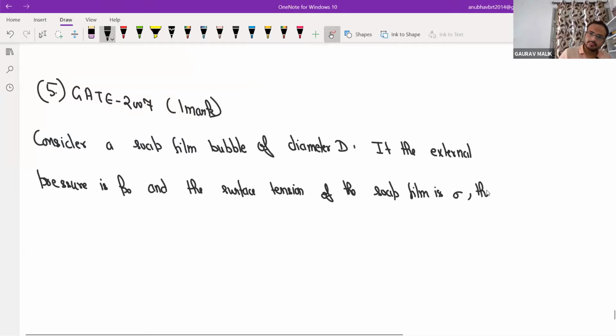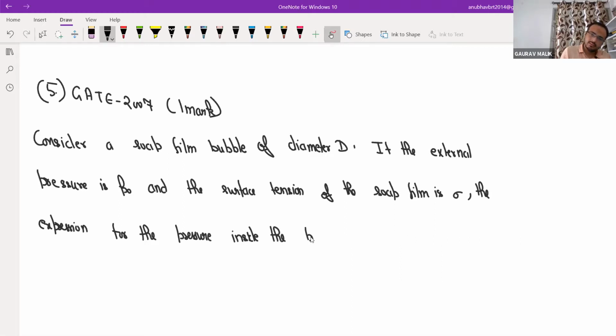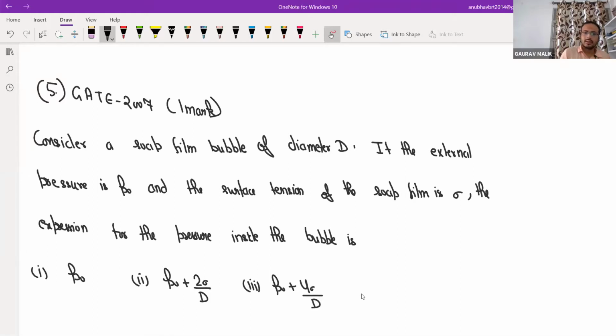Then the expression for the pressure inside the bubble is, if you know the concept, 1 mark, 3 marks. First one is P naught. Second one is P naught plus 2 sigma by d. Third one is P naught plus 4 sigma by d. And last one, P naught plus 8 sigma by d. Solve it. I need correct answers from each and every student.